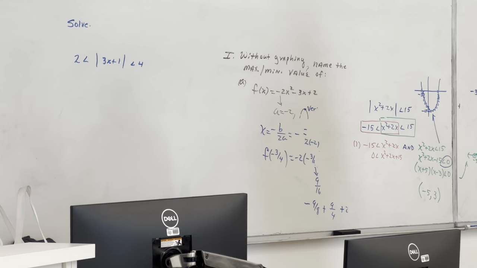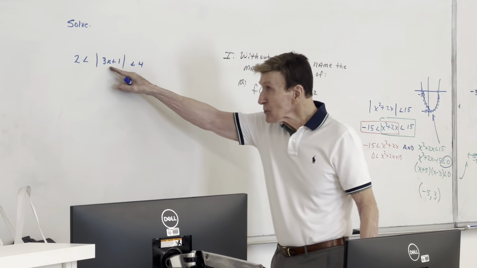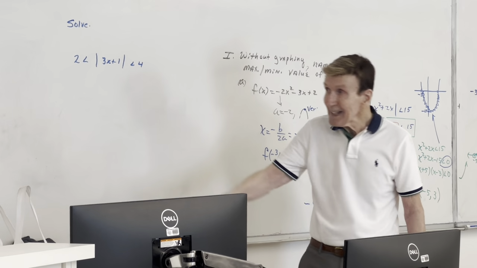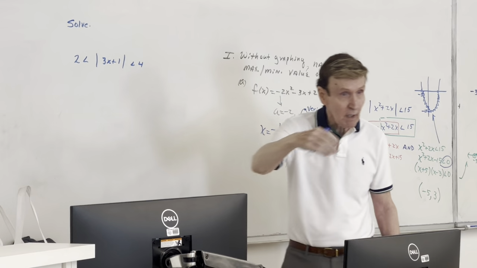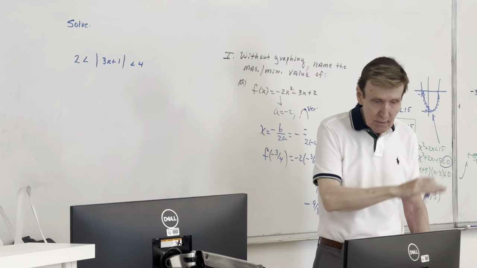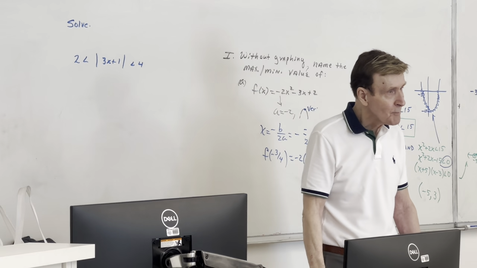I'm just randomly selecting numbers. Can I use 4? Let's put a 4 in. That's 3 times 4 is 12 plus 1 is 13. Maybe 13 works. Absolute value of 13 is 13. Is 2 less than 13? Yeah, that's true. Is 13 less than 4? Oops. That's not going to work.